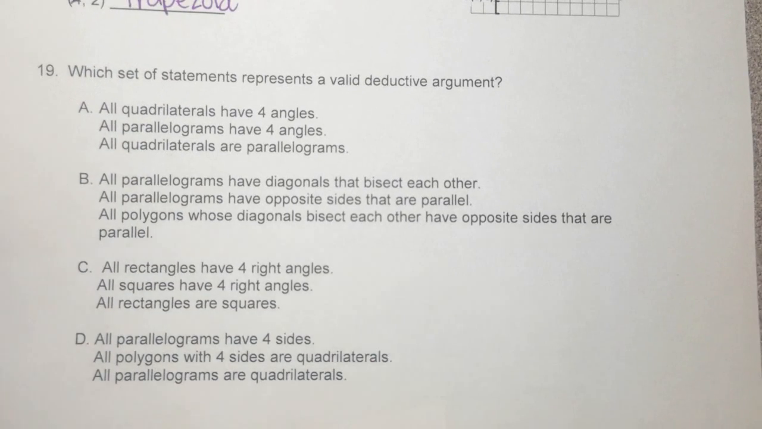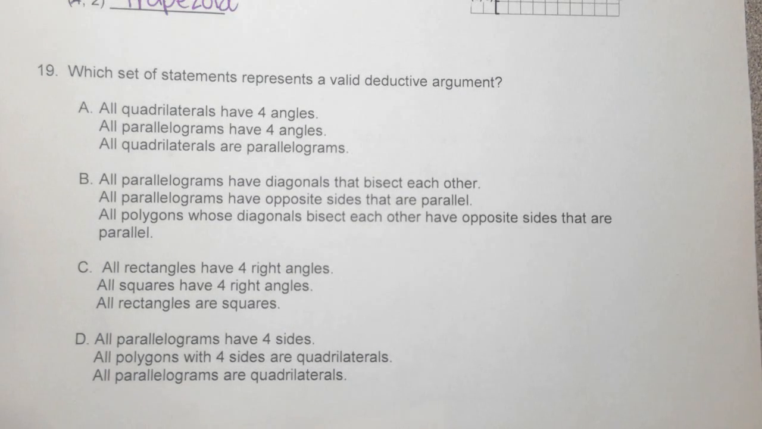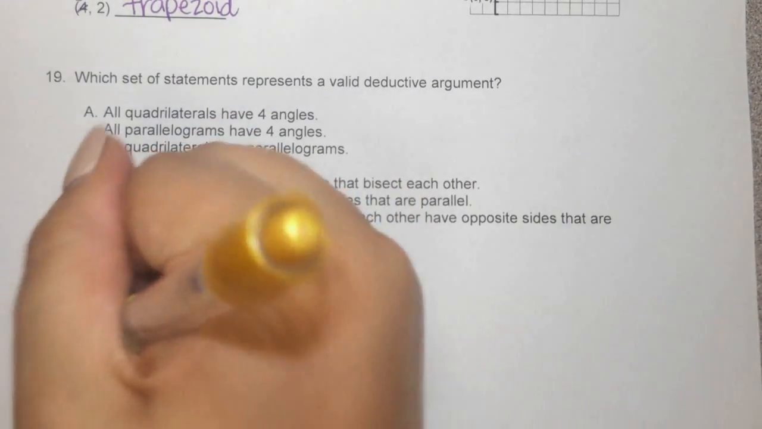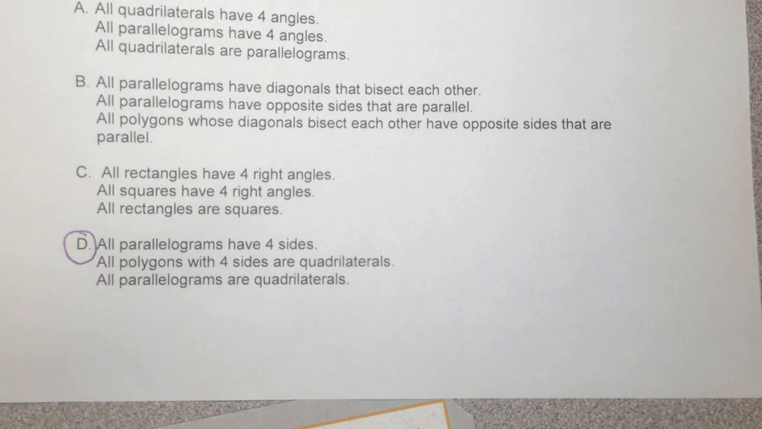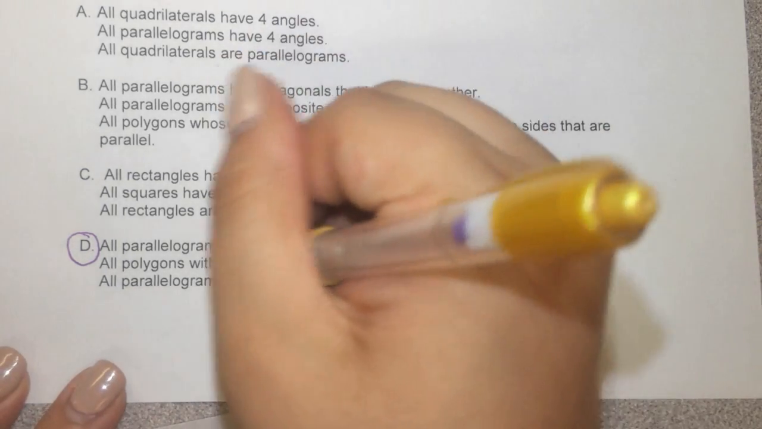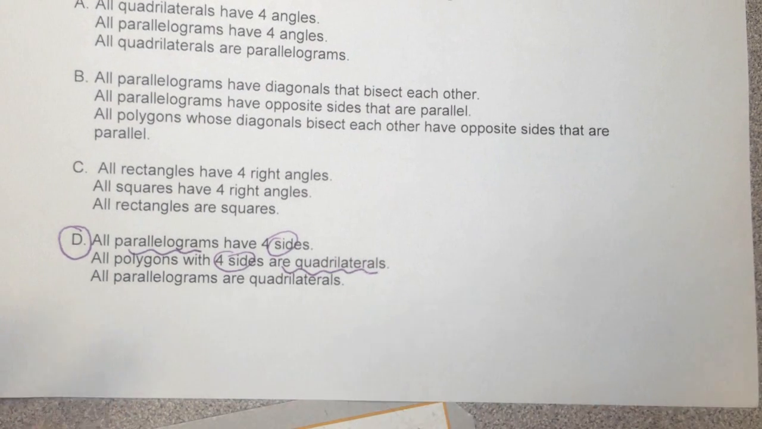Last but not least, which set represents a valid deductive argument? What that means is just from the first two statements, what can you make a conclusion out of the second or the third statement? So the answer to this one is D. If all parallelograms have 4 sides and all polygons with 4 sides are quadrilaterals, so here's 4 sides, then all parallelograms are quadrilaterals. All right, thank you very much.